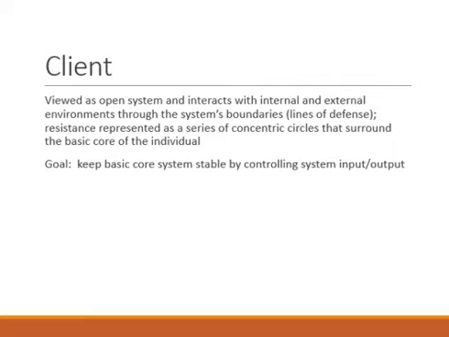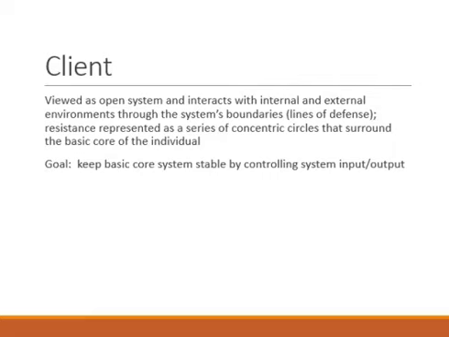So in this model, the client is viewed as an open system that interacts constantly with internal and external environments through basically that system's boundary. So the client system's boundaries are called lines of defense and resistance in the Newman model, and they may be represented graphically as a series of concentric circles that surround the basic core of the individual. So the goal of those boundaries is to keep the basic core system stable by controlling system input and output.